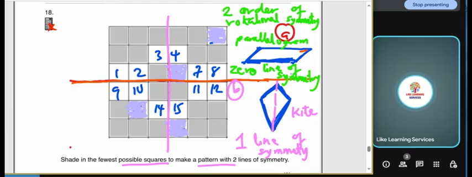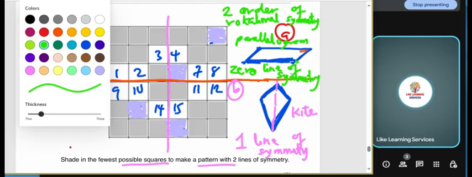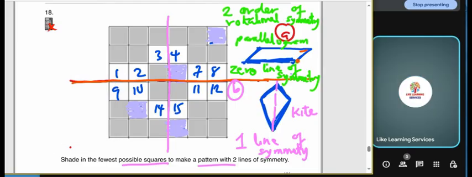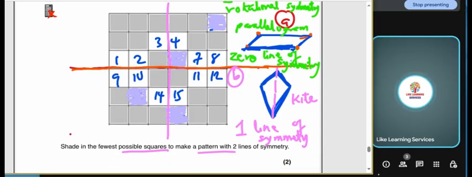You may look, but no, it will not, because this edge you have here will not lap with this edge when you fold it. Neither will this lap with this. Okay, look at this kite. This kite has one line of symmetry. How many order of rotational symmetry does it have?